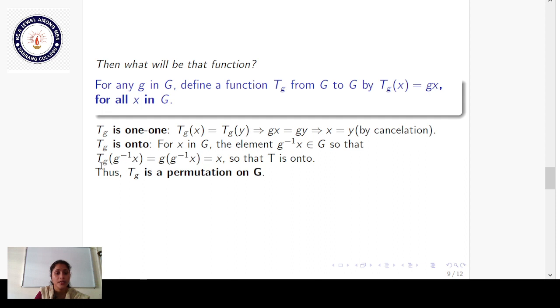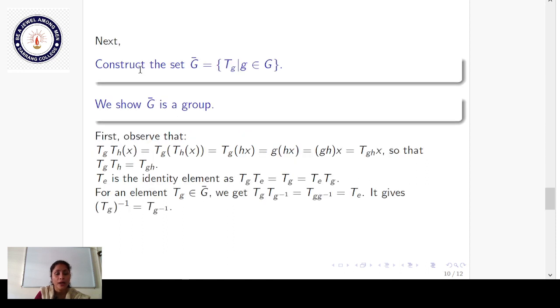Under this function Tg, what will be the image of g inverse x? Tg of (g inverse x) is, by definition, g times g inverse x, which by associativity gives x. Thus, for every element x in the codomain group G, there is an element g inverse x in the domain group G, so that the image of that element under Tg is x. So our function Tg, here I should write Tg, but by mistake I have written T, is onto. Thus Tg is a permutation on G. Now consider all such permutations on G.